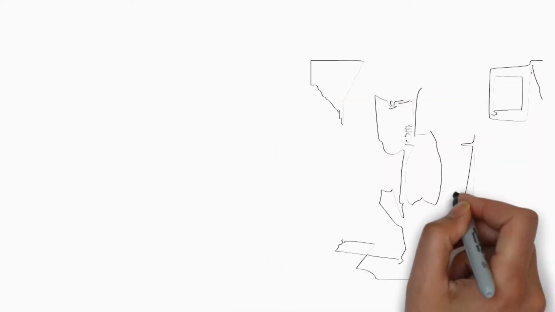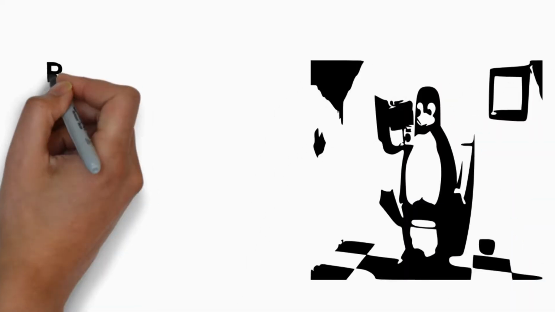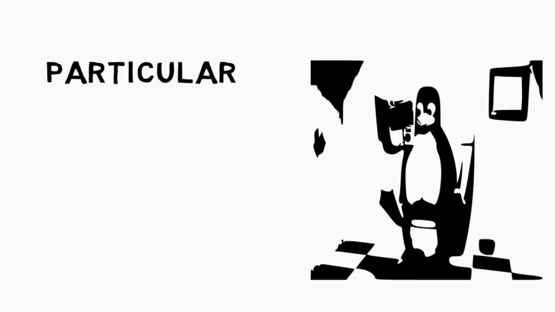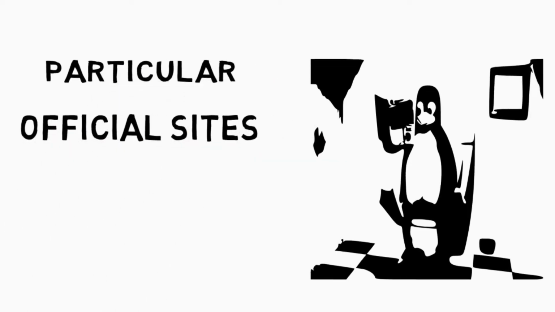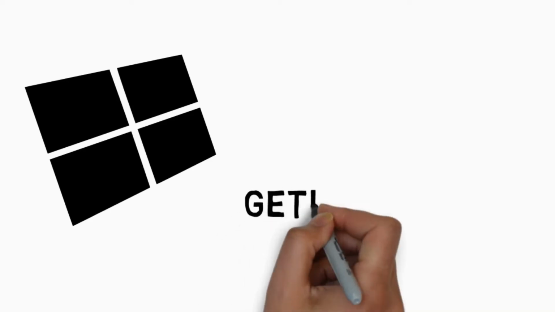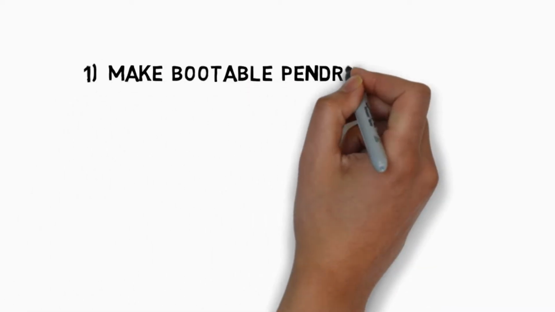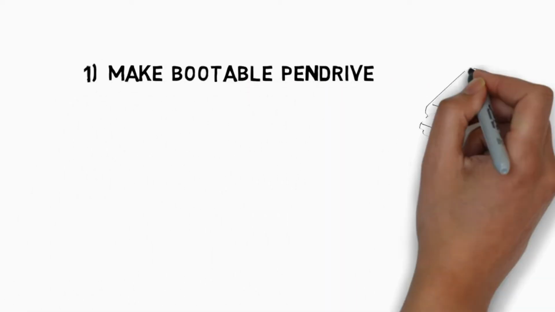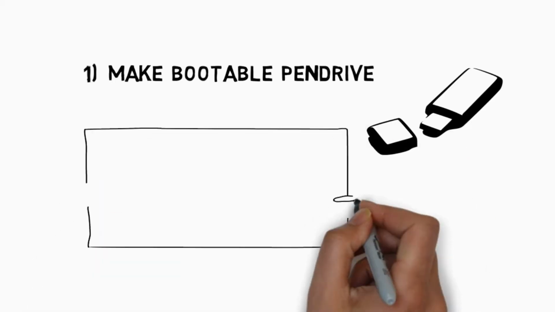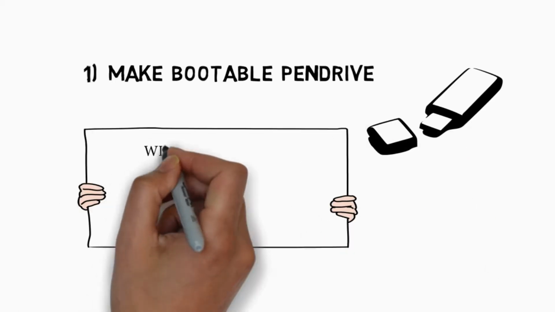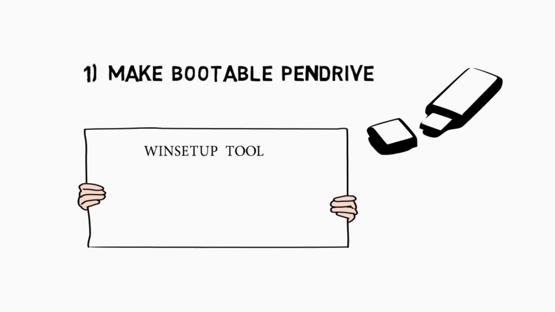So from where will you download Linux OS? From the particular official sites. And you can download Windows OS from many sites, but I also suggest you a better one, getintopc.com. So first step, make a bootable pen drive. So how can you do this? You can do this with the WinSetup tool, and you can download this tool from the description given below.